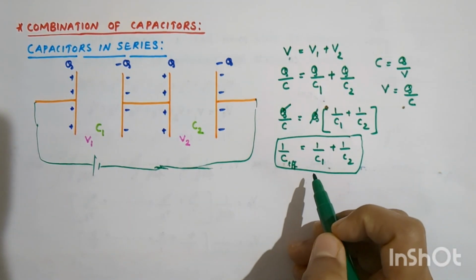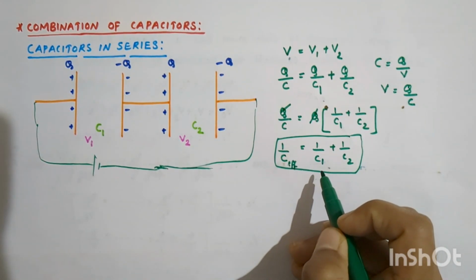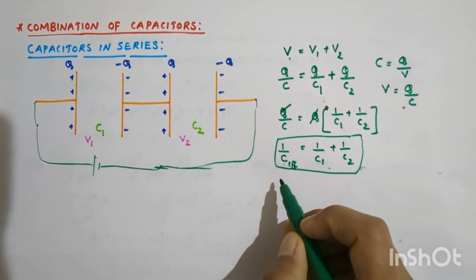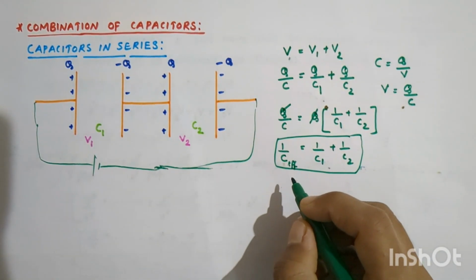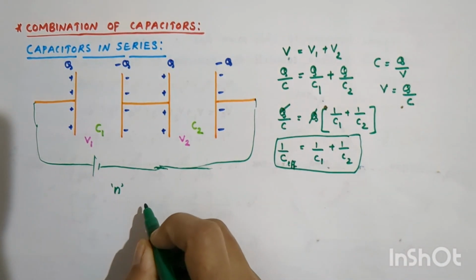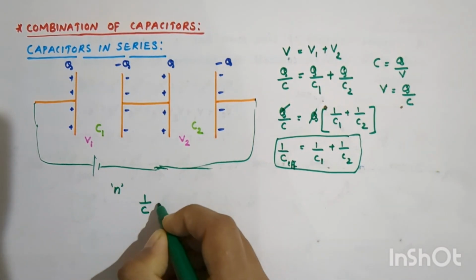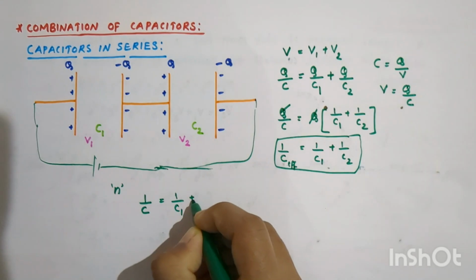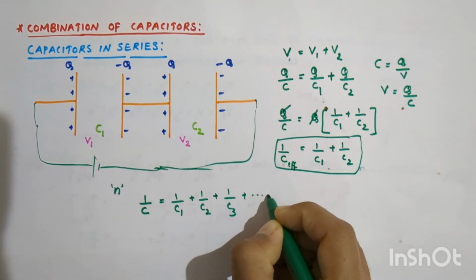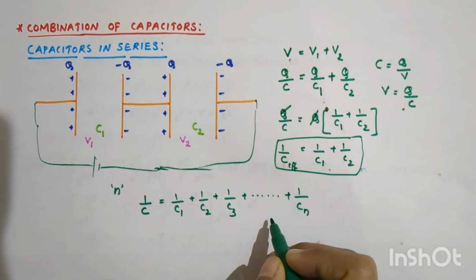While putting this equation into numerical problems, you will get 1 by C using this expression, and at last you have to take the reciprocal of this so that you get the effective capacitance. Now, for n capacitors connected in series, the effective capacitance of the series combination becomes 1 by C equals 1 by C1 plus 1 by C2 plus 1 by C3 plus 1 by C4 plus 1 by C5 plus, etc., up to 1 by Cn.